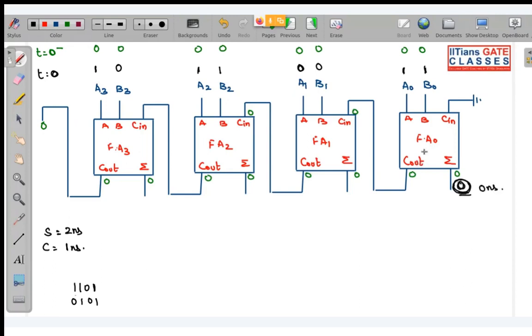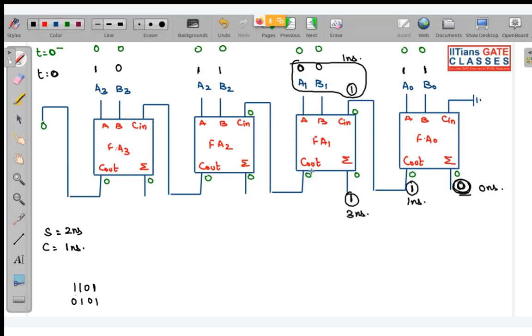But what about C out? So you can see when we add 0 0, carry out will be 0, but when we add 1 1, carry will be 1. So this one will be generated after 1 nanosecond, and this one is actually the input of this full adder 1. So full adder 1, you can see the inputs were initially 0 0, then at t equal to 0, a1 b1 is also 0, but cin is 1. So if cin is 1, when we add 0 0 1, sum will be 1. So this one will be generated, means all my inputs have been applied at 1 nanosecond. Okay, this one came after 1 nanosecond. So this one will be generated after 3 nanosecond.